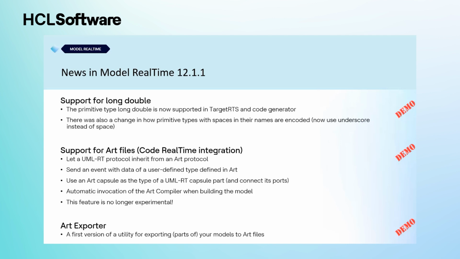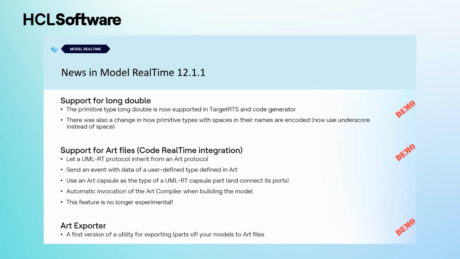Then we've worked a lot on improving the support for Art files and the Code RealTime integration. So I think you saw a first glimpse of that feature already in last sprint, but in this release we have now improved the coverage of the Art language significantly. So for example, you can now have a UML real-time protocol that inherits from a protocol you have defined in Art. You can send events.